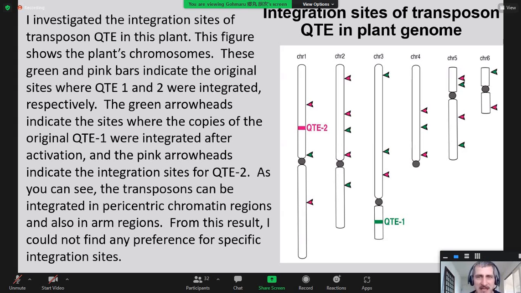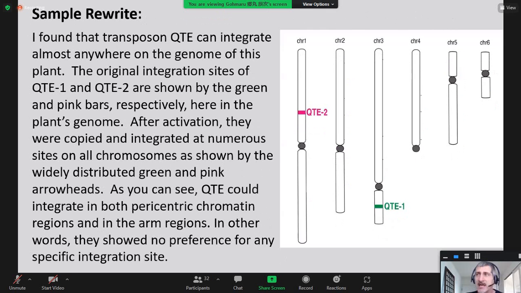So you can say things like the transposon can integrate anywhere on any chromosomes shown in the plant's genome here. Okay, something like that. So here is an example rewrite. This is maybe not my preferred version, but I wanted to keep it as close to the original as possible, so you can still recognize easily what I changed from the original version.